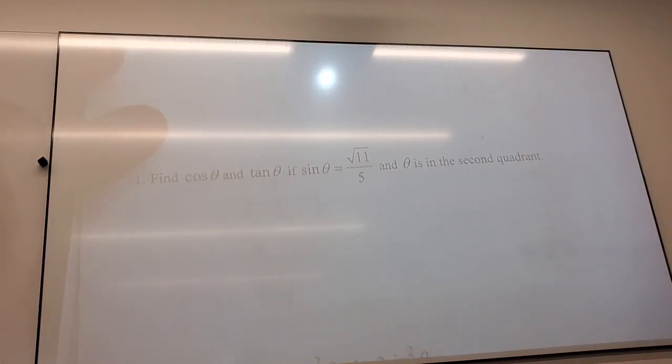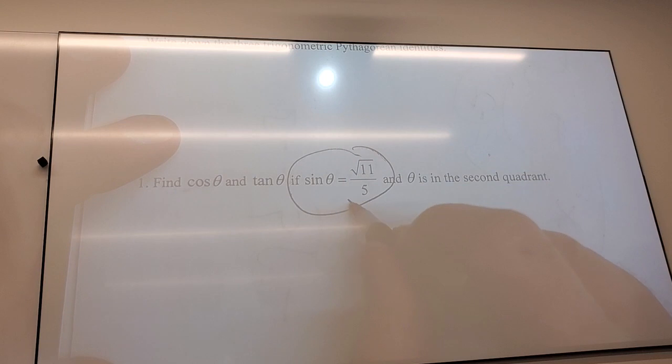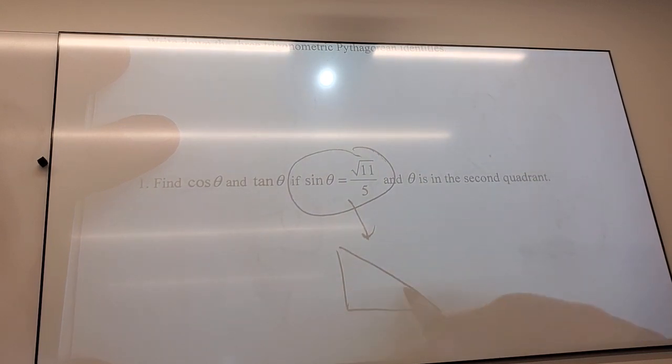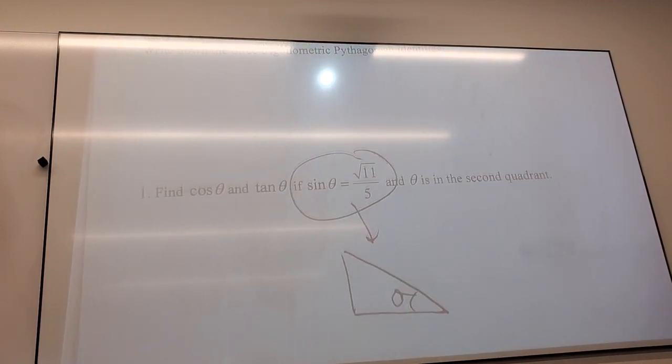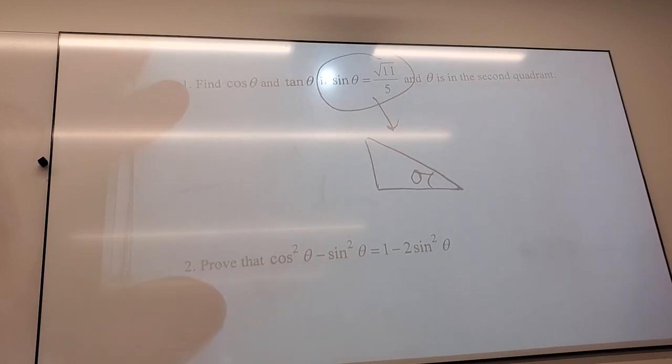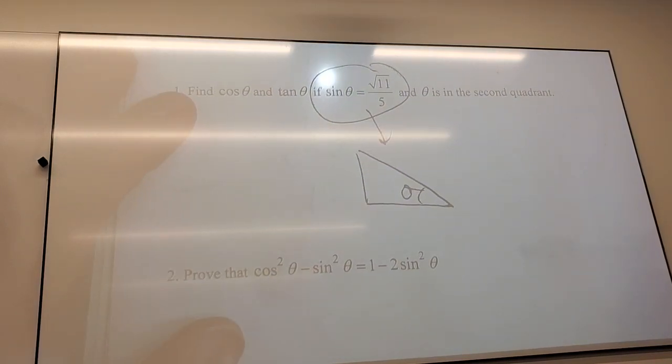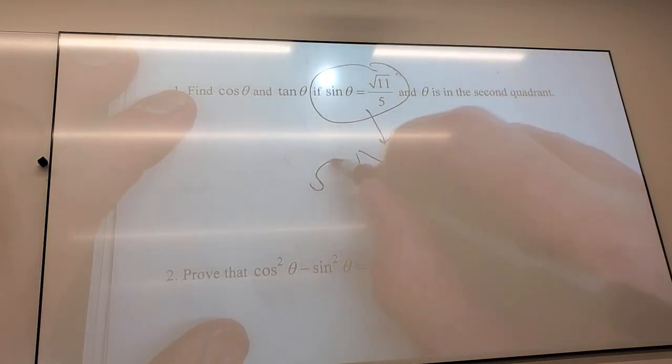I drew a triangle. Can you draw the triangle this represents? Which side would be radical 11, and how do you know? The y-axis. Why is the y-axis radical 11? Because it's sine. Isn't sine defined to be y over r? Yeah. So this is radical 11, this is 5.